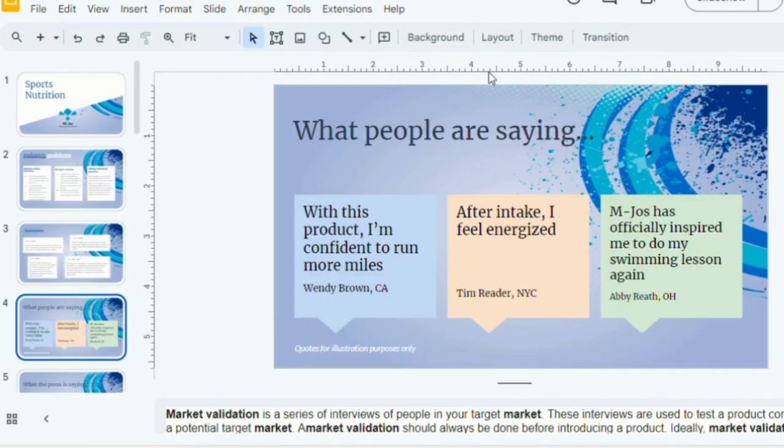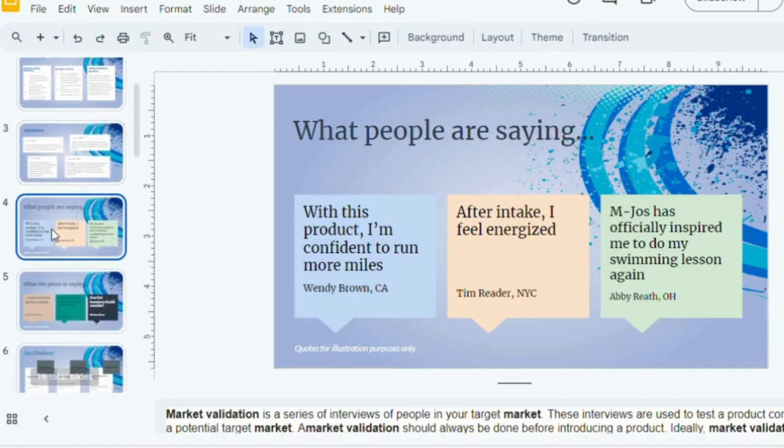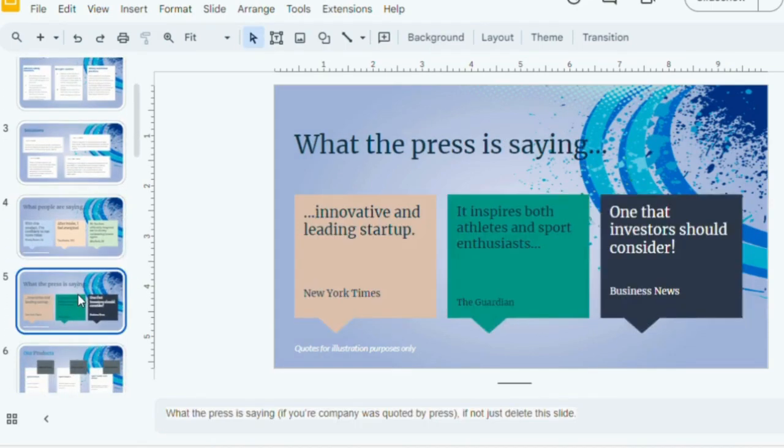What people are saying about your business. Make it brief, catchy, or cute. What the press is saying, or any well-known institute, government entities, or some public officials, or from a person that people look up to.